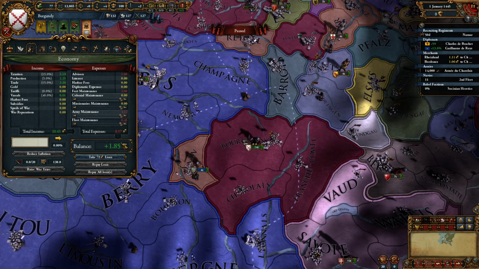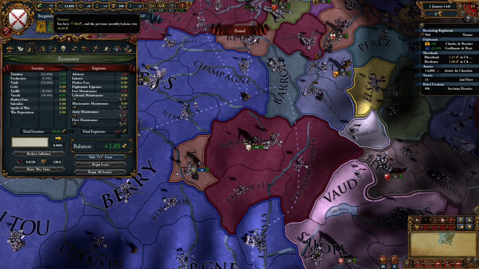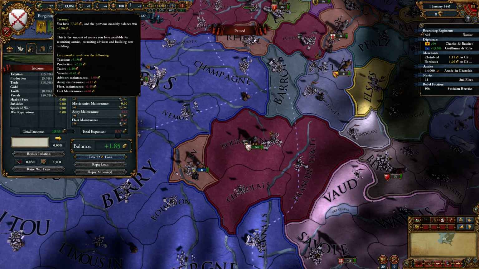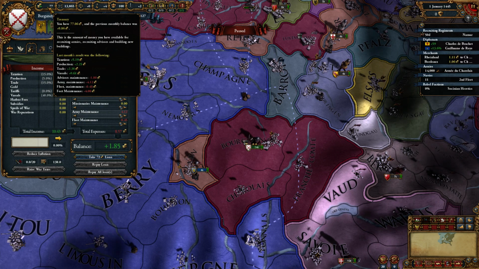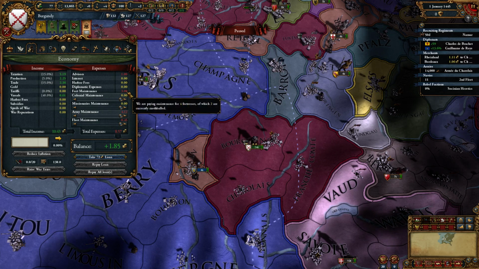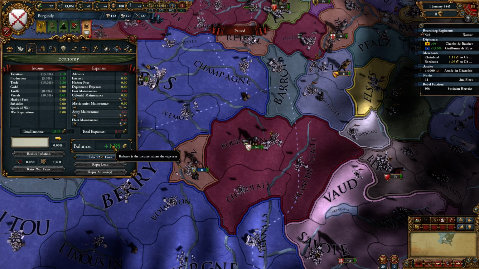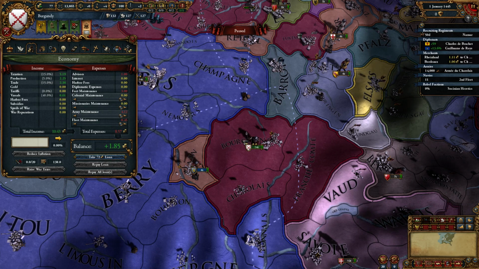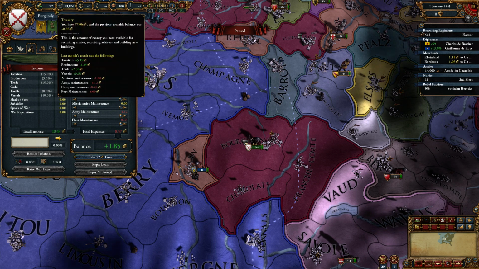So here's the expenses and the balance. We're making 1.85 ducats per month. Now this is a previous monthly balance. Last month I gained 0.86. Why is it now 1.85? Well, if you recall, we just lowered the maintenance by 1 ducat. So next month we're expected to get this money instead of that.